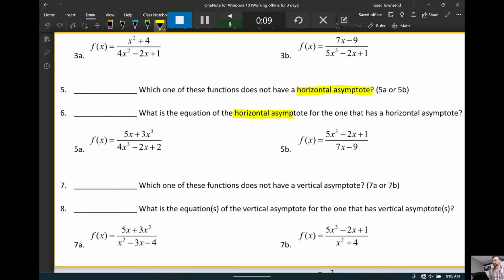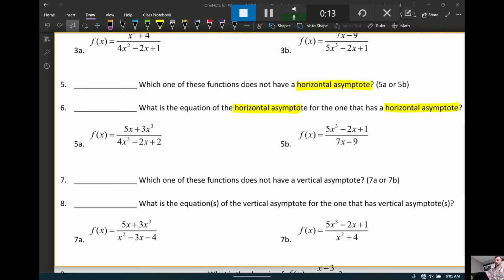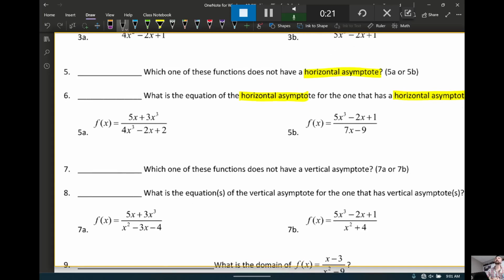The part that we have to have memorized for horizontal asymptotes is you compare the degree of the numerator to the degree of the denominator, and then there's one of 3 things that could happen. If the degree of the numerator is bigger, it doesn't have a horizontal asymptote. If the degree of the denominator is bigger, it's y equals 0. And if the degrees are equal, it will be leading coefficient of the numerator over leading coefficient of the denominator.